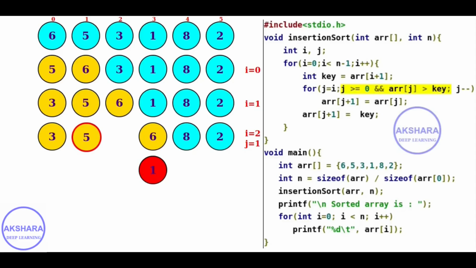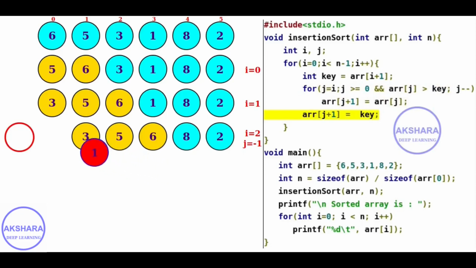Here array of j, 5, is greater than key. It is also shifted to the right one position. Again j will be decremented. Now j will be 0. Again this array of j is compared with key. Array of j, 3, is greater than key, so it will be shifted right by one position. Again j will be decremented. Now j is -1, so this first condition will fail, so this for loop will exit. Now this key will be moved to j plus 1 index, meaning this 1 will be moved to index 0.